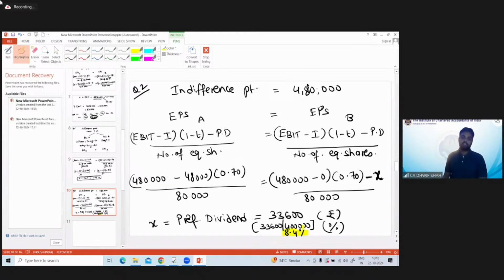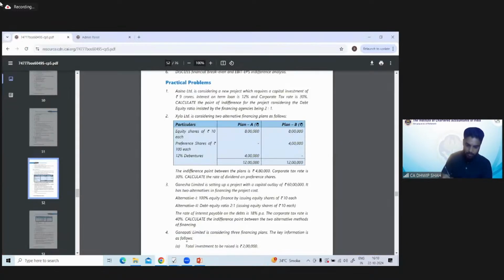So again, you first understand the concept. Concept should be very clear in all of your minds. Indifference point is that point of EBIT where EPS is same under both the plans. If EPS is same, the wealth of the shareholders would remain same under both the plans. Then the financial manager can go for any plan. उसको कुछ फर्क नहीं पड़ेगा प्लान ए ले या प्लान बी ले. Hope this is clear.